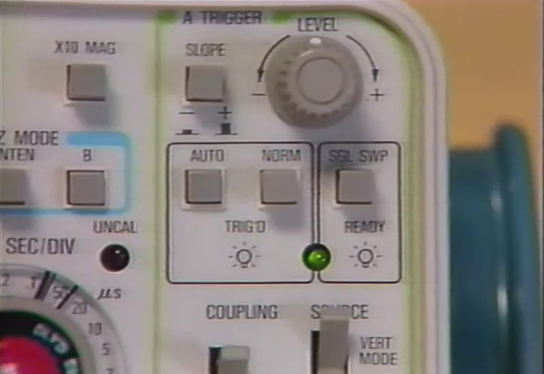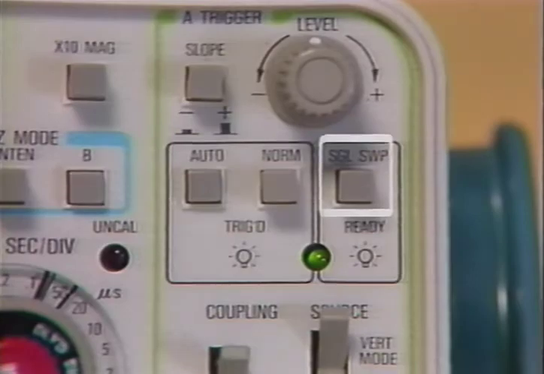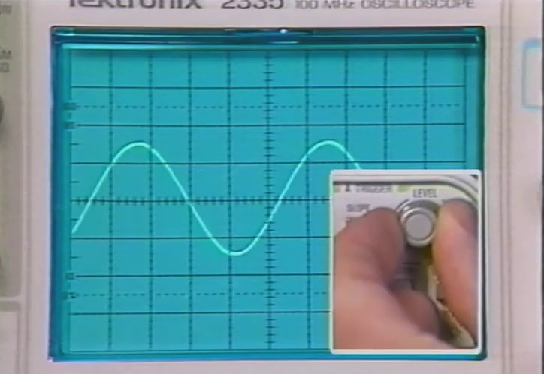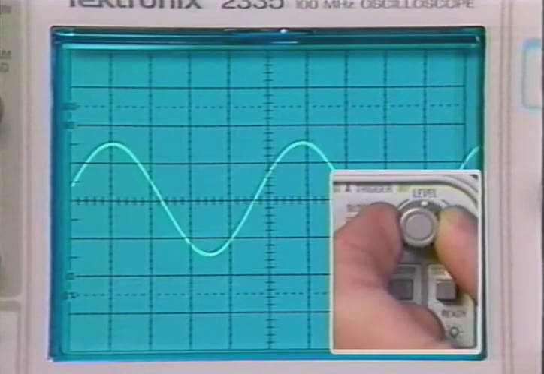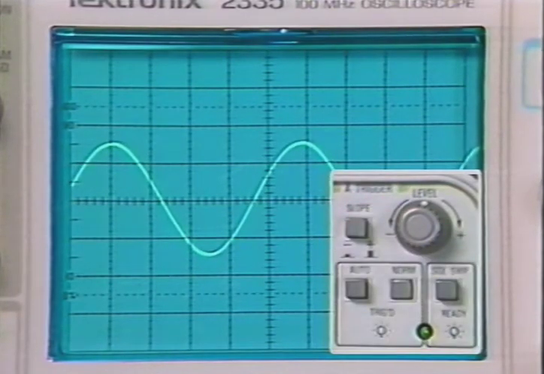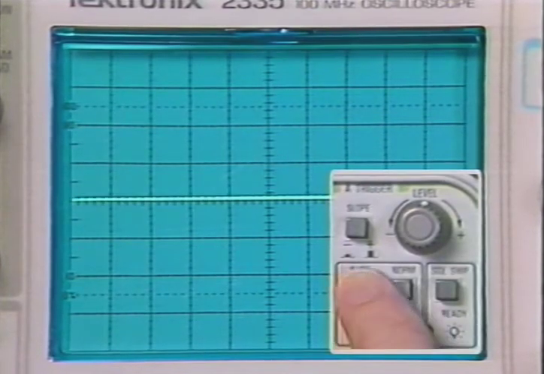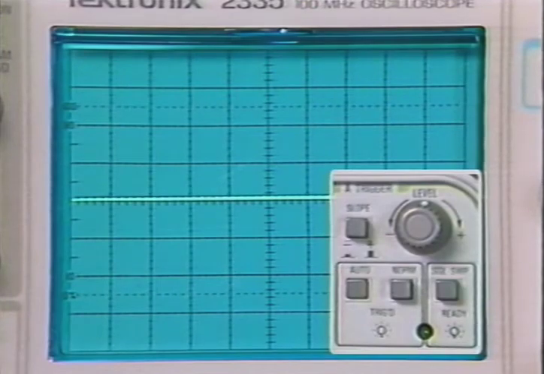The trigger circuit has three operating modes: normal, automatic, and single sweep. In the normal mode, the range of the trigger level control includes any on-screen voltage. When there is no triggering signal present, there is no trace on screen. In the 2335, the auto mode supplies a bright baseline if there isn't any trigger signal or the trigger signal has a less than 10 Hz repetition rate.